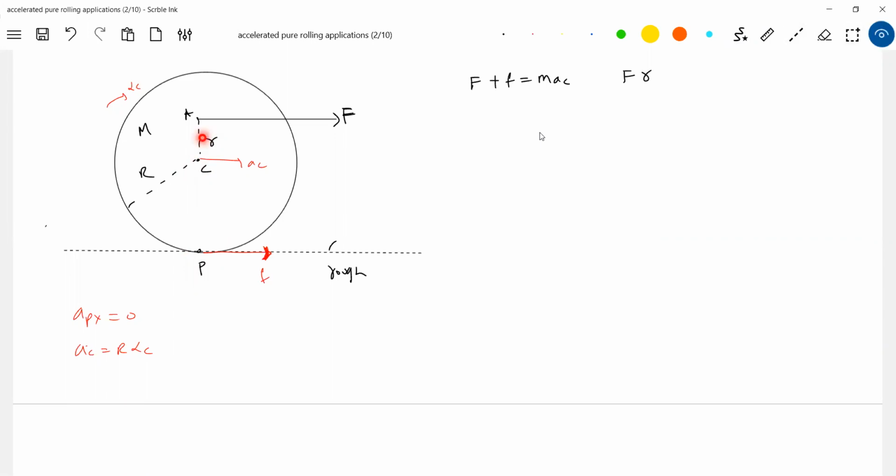Now look at this one. Small r into capital F, torque is clockwise. What about here? Capital R and this is f, so this will be anti-clockwise. Therefore, F into small r minus f into capital R is equal to IC alpha C. What are the unknown things? AC and small f, the friction force. So let's solve for them.